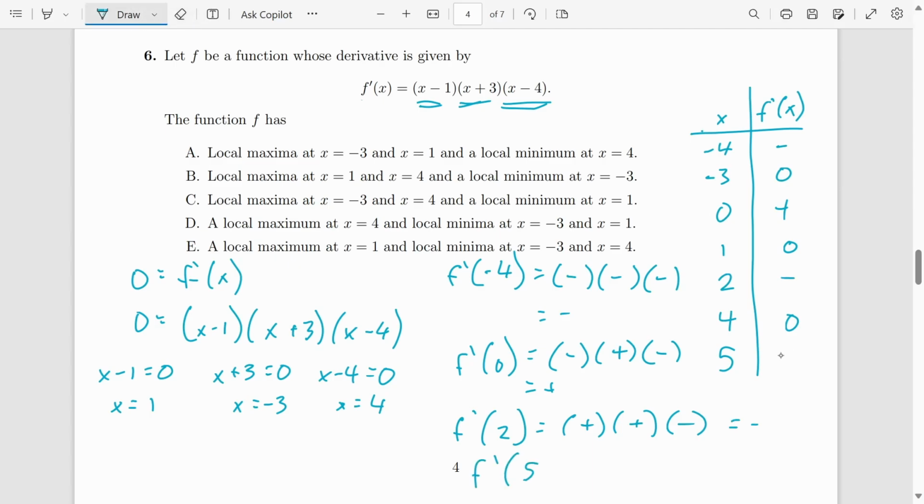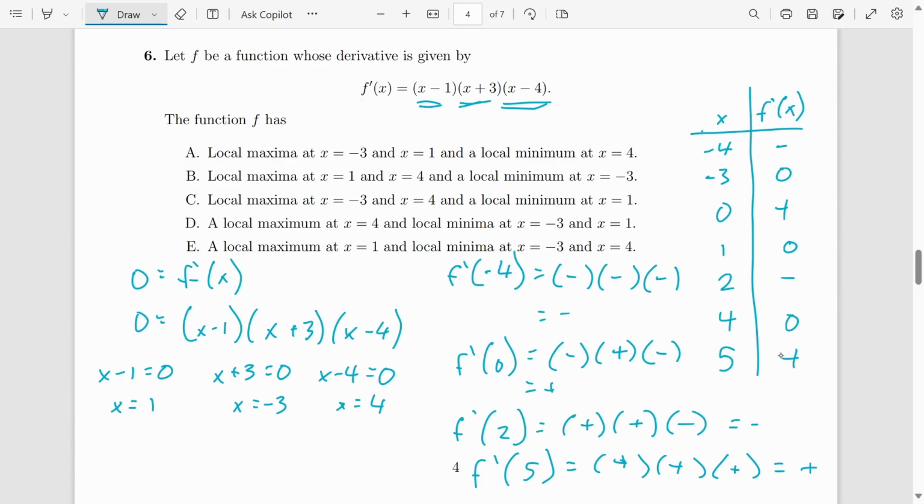Finally, f prime of 5, that equals, let's see, 5 minus 1 is positive, 5 plus 3 is positive, and 5 minus 4 is also positive, so our answer is going to stay positive. So there we go. We have all of our intermediary points figured out.